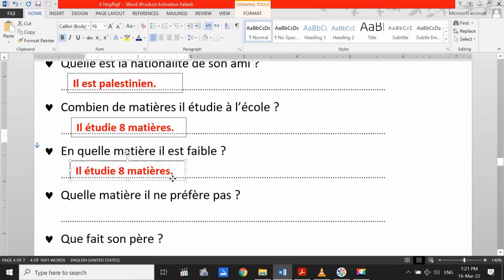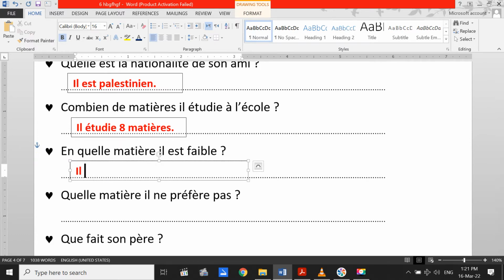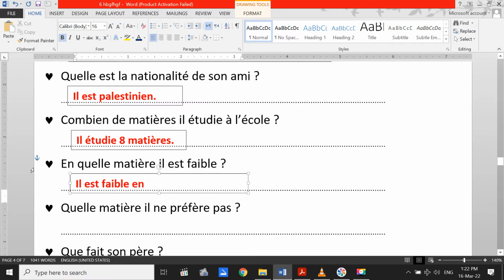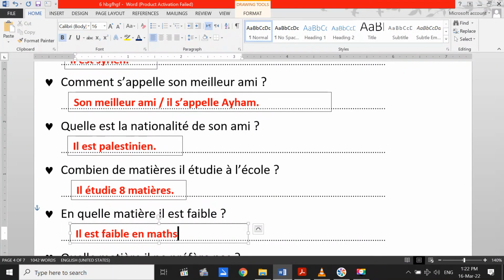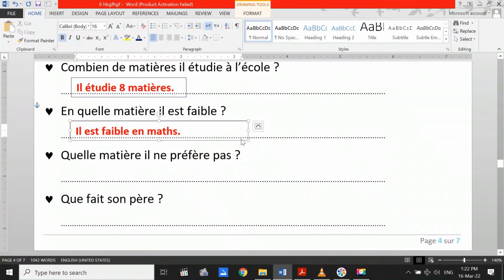Donc, en quelle matière il est faible? En quelle matière, in what subject, il est faible, he is weak. Donc, il est faible en... Okay, let's go back. Il est faible en maths. He is weak in math.